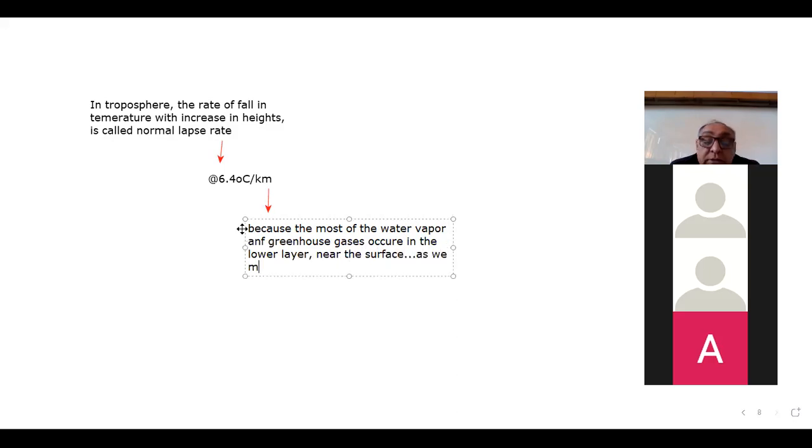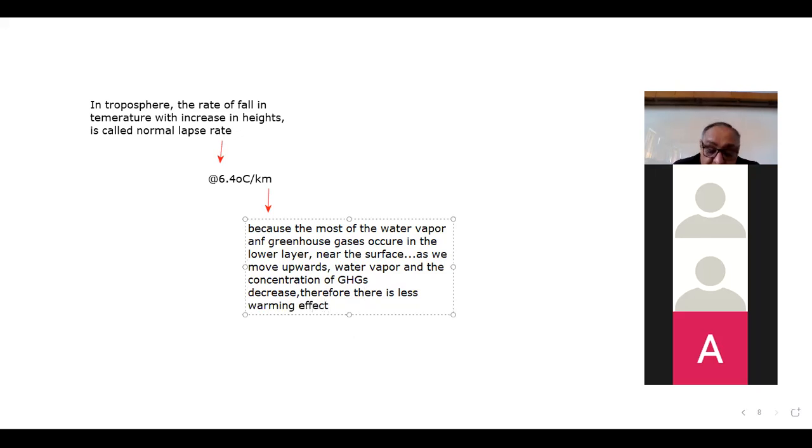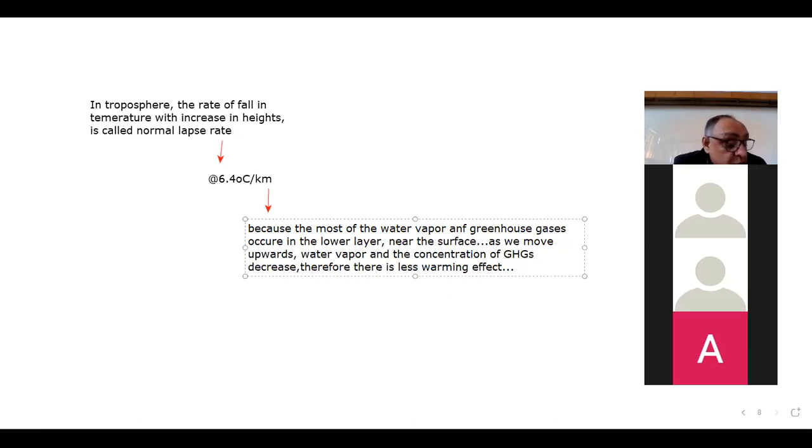So as we move upwards, the water vapor and the concentration of greenhouse gases decrease, and therefore there is less warming effect in the upper parts of the atmosphere. So this is the reason why temperature falls with increase in height in the troposphere. I hope it is clear to everybody now.